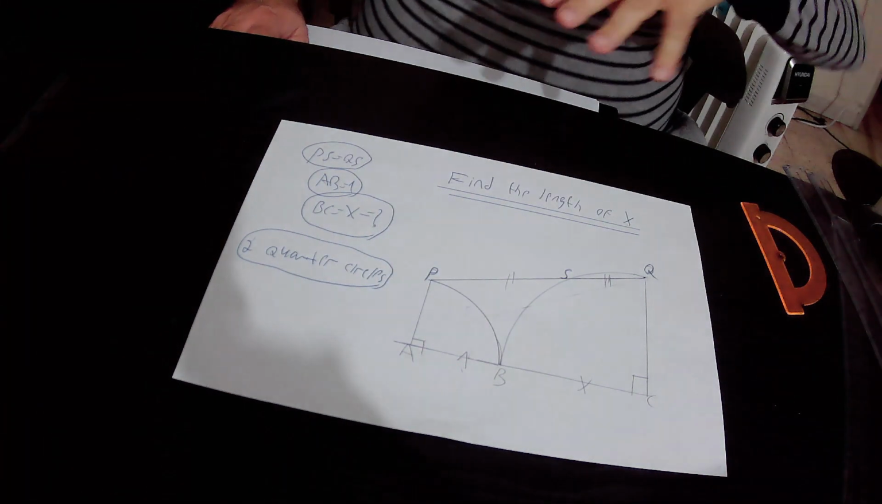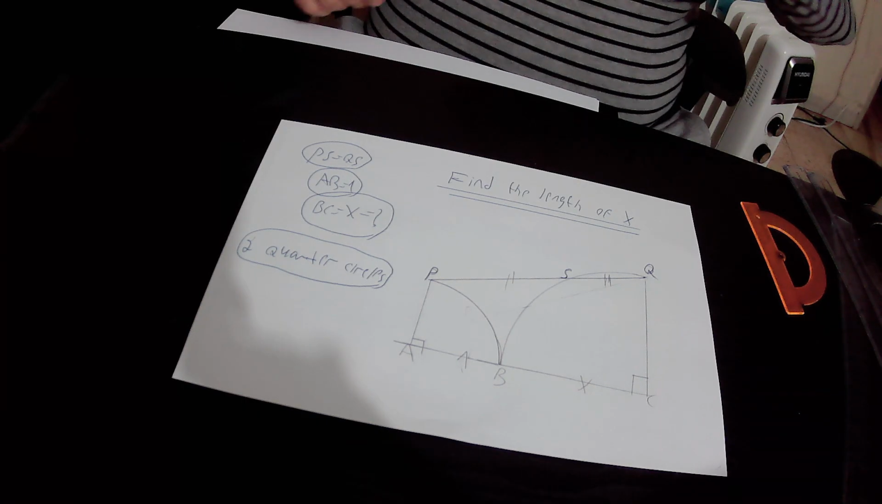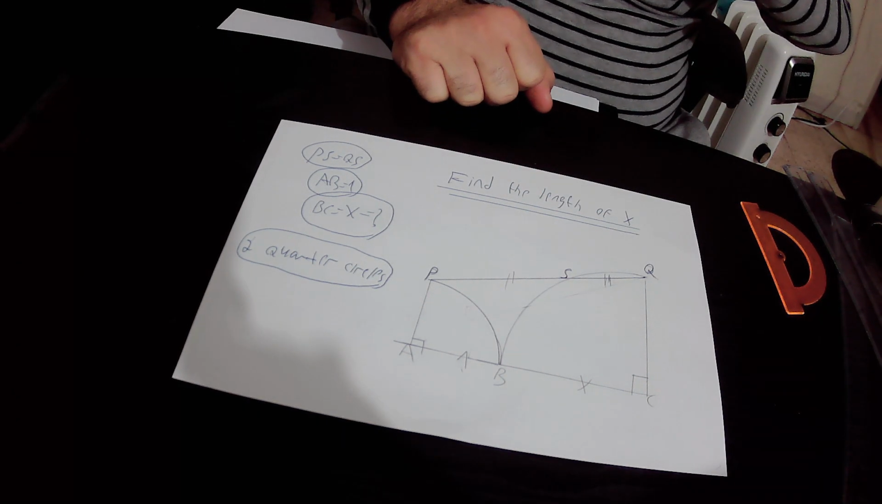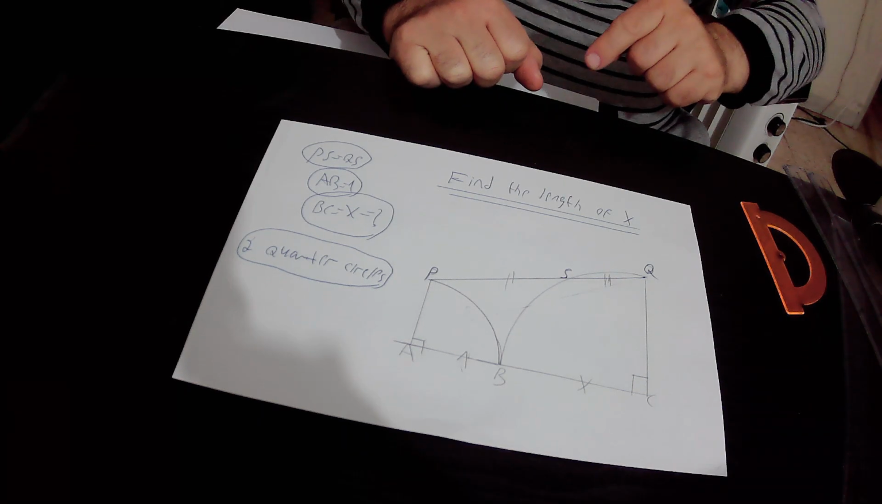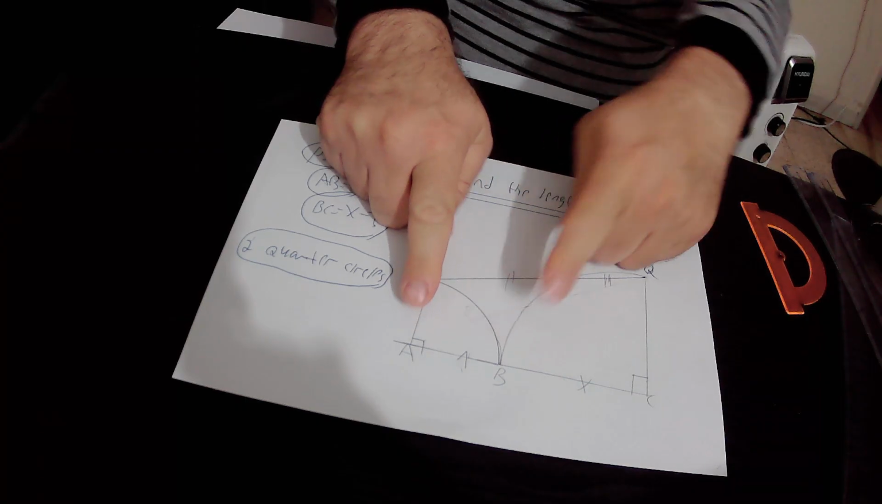Hello, in this lecture we'll find out the length of line segment X. In the drawing we have two quarter circles. The two quarter circles touch each other at point B. In addition, we know that line segment AB equals 1 unit in its length.